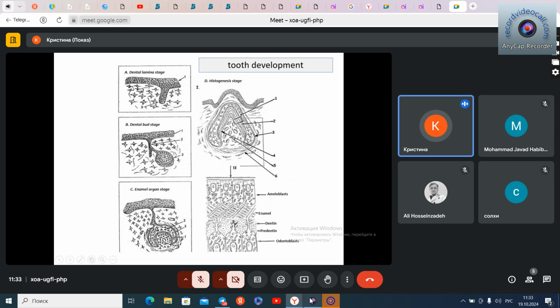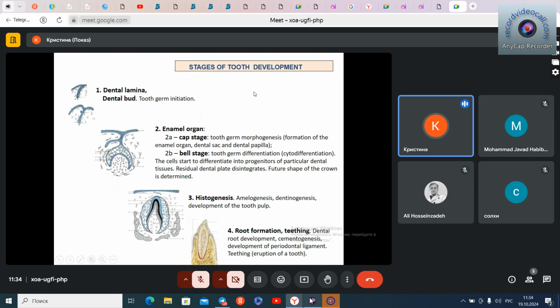So here the inner epithelium of the enamel organ starts to differentiate into ameloblasts. The peripheral cells of dental papilla start to differentiate into odontoblasts. The rest of the dental papilla starts to differentiate into the pulp of the tooth. The mesenchyme cells of the dental sac will differentiate into periodontal ligament and cementum.